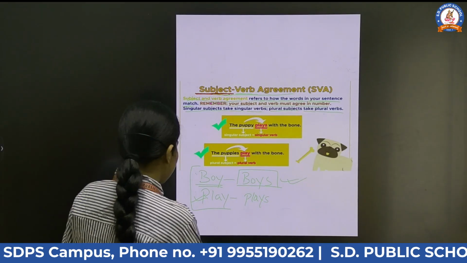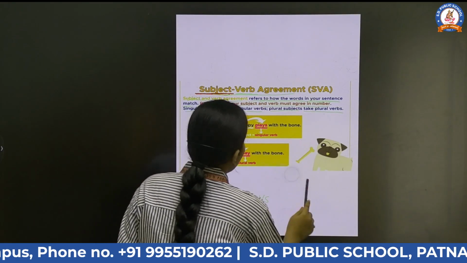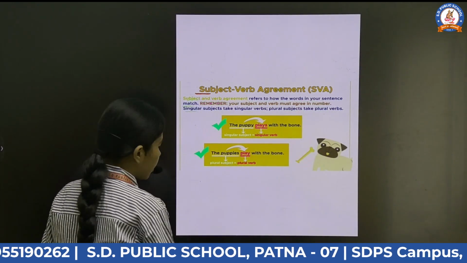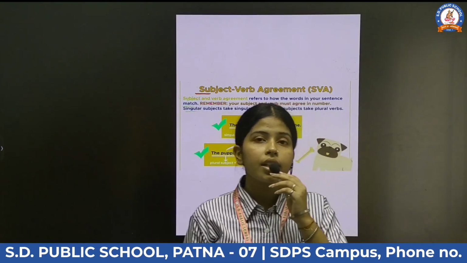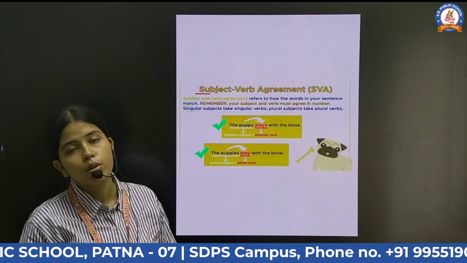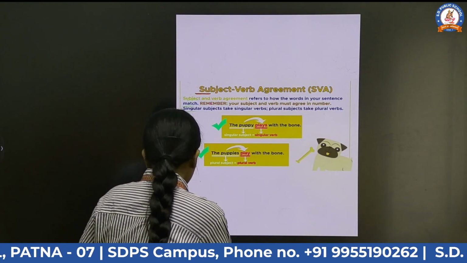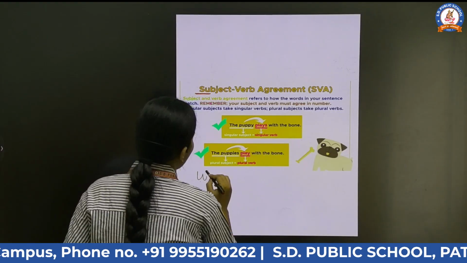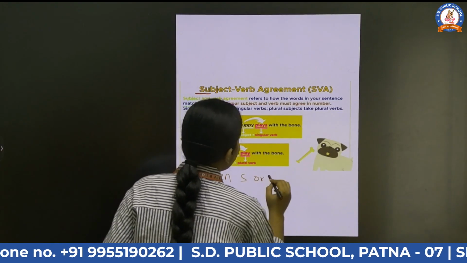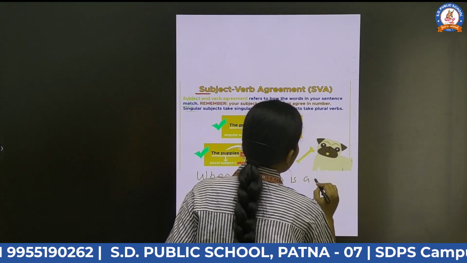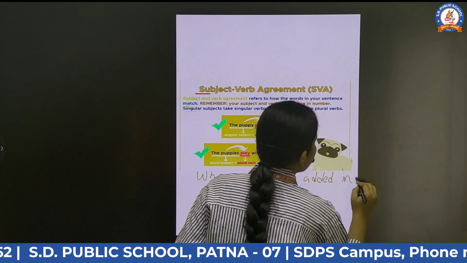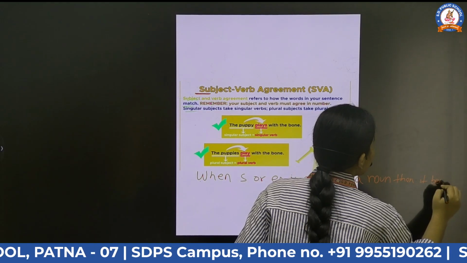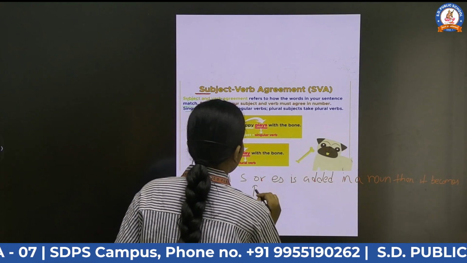So what we have discussed is that if there is a singular subject in the sentence, then the verb will also be singular. And if the sentence has a plural noun, then the verb will also be plural, right? And the most important thing which I have mentioned here is that when s or es is added in a noun, then it becomes plural, right?